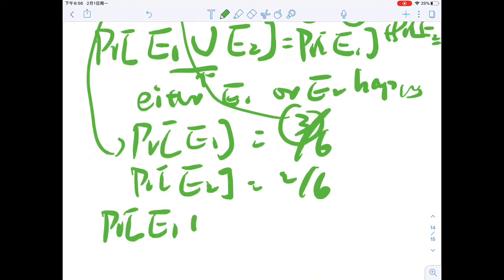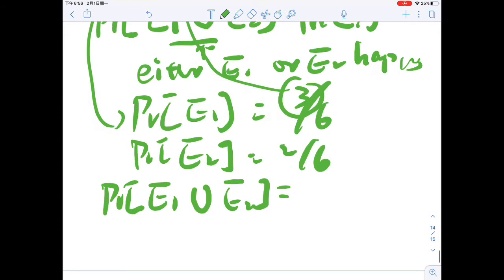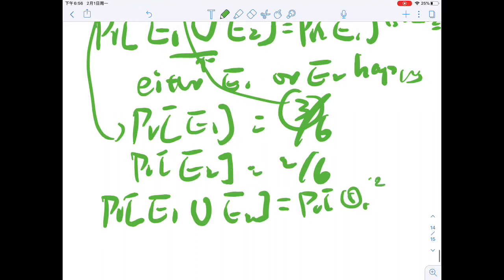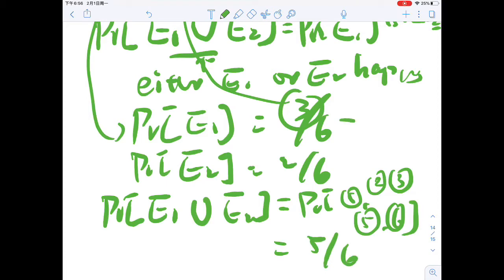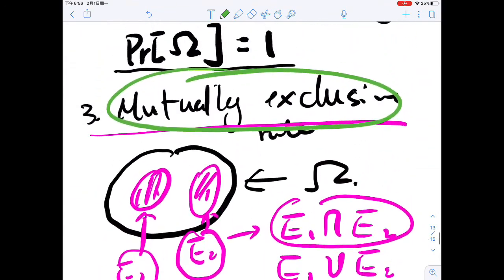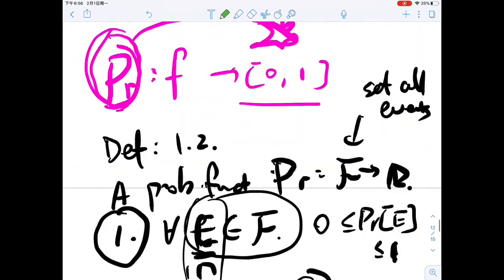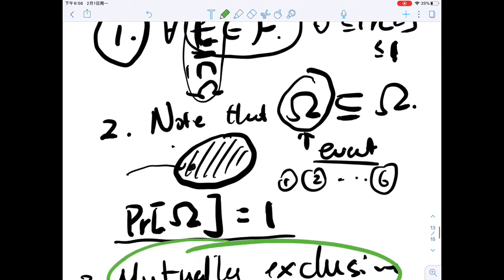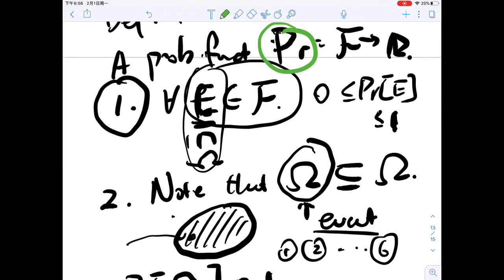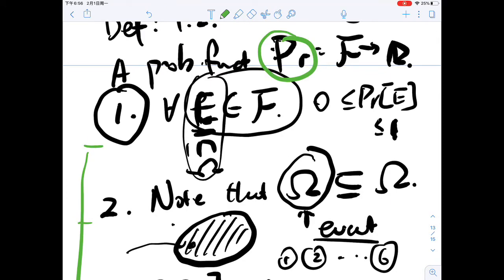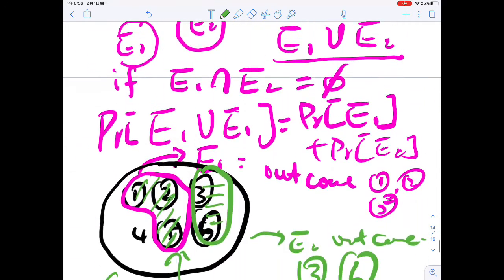So the probability that either event 1 or event 2 happens, in English, means the probability that one of 1, 2, 3, 5, 6 happens. It's really just 5 over 6. If you sum up these two, you get 5 over 6. So it's very obvious that this should be the property needed for the probability function. Any probability function that satisfies all these 3 conditions, we call a legitimate probability function.